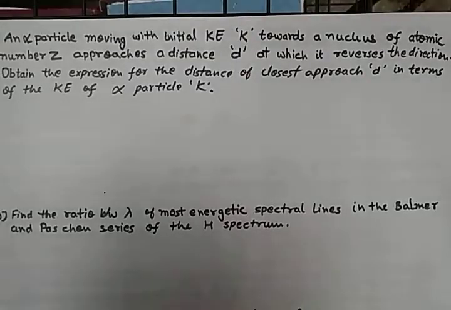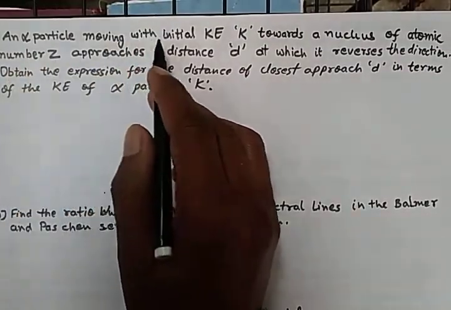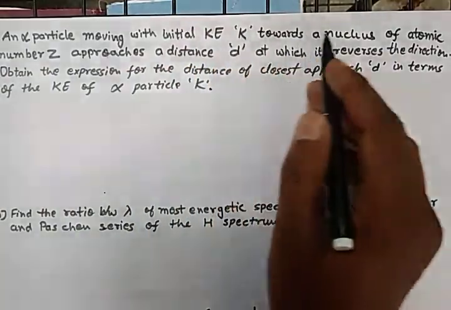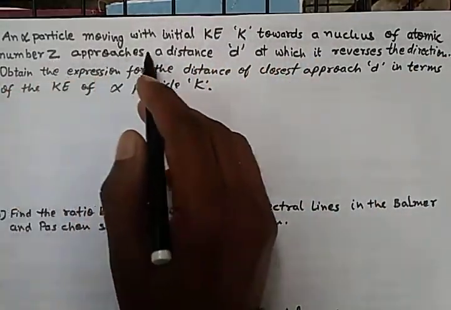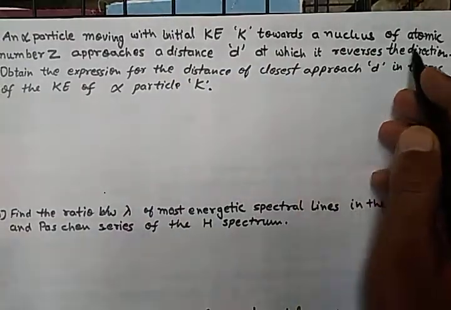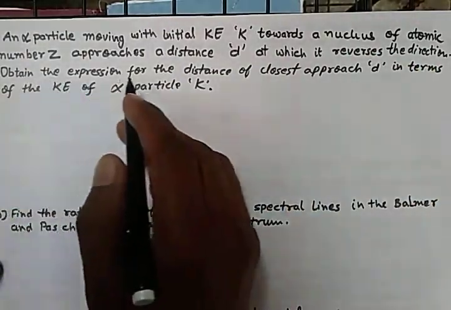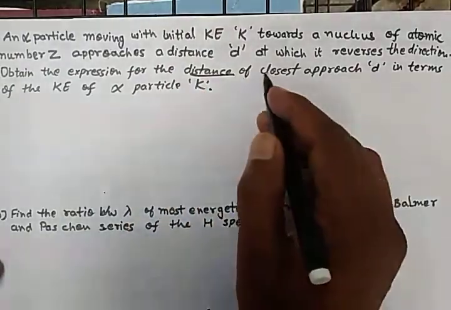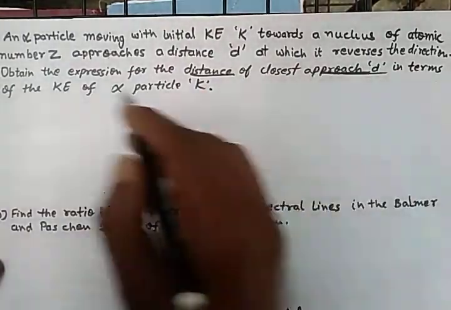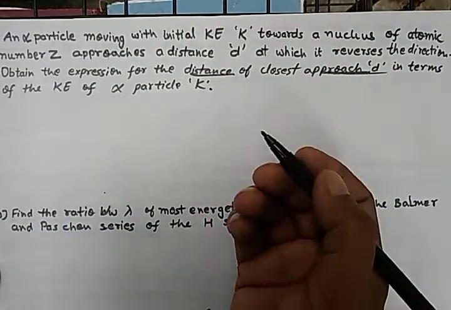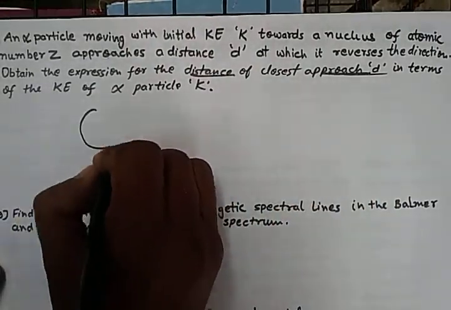Now, a very nice question. An alpha particle moving with initial kinetic energy K toward a nucleus of atomic number Z approaches distance d at which it reverses direction. Actually, this is the concept of distance of closest approach. Obtain an expression for distance of closest approach d in terms of kinetic energy. That's all. So first we will draw its diagram.